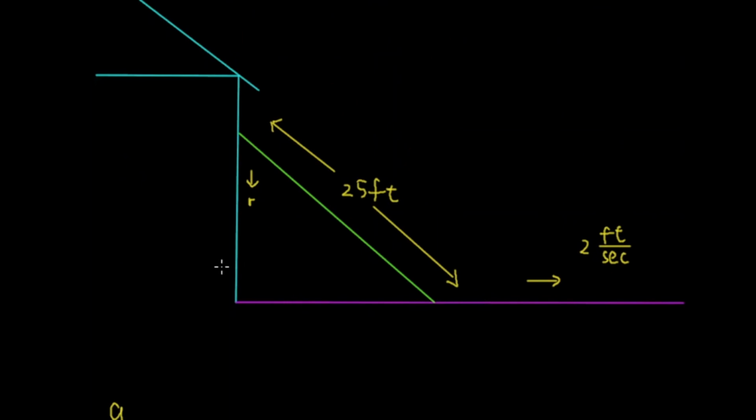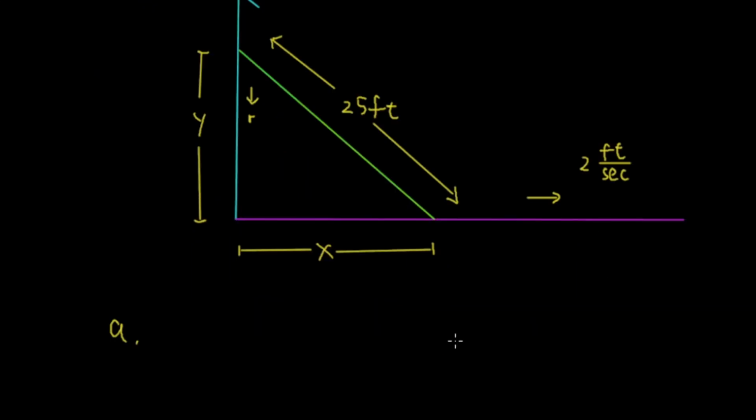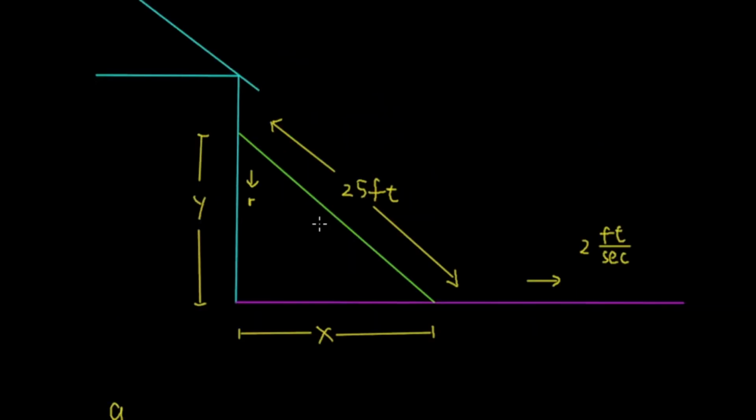Now, let's label this side, right? From here to here, let's label that Y, okay? The length from this point to this point is Y. And this point to this point, we call that X. Okay, the ladder is 25 feet long.